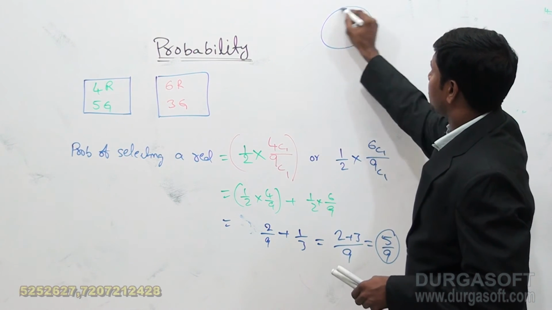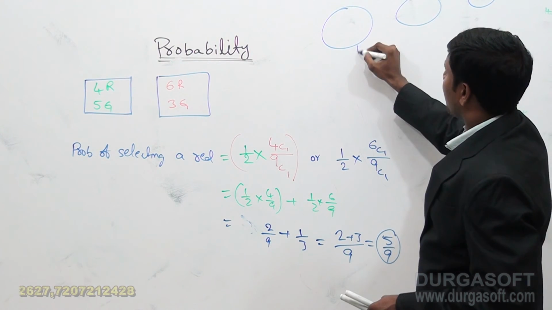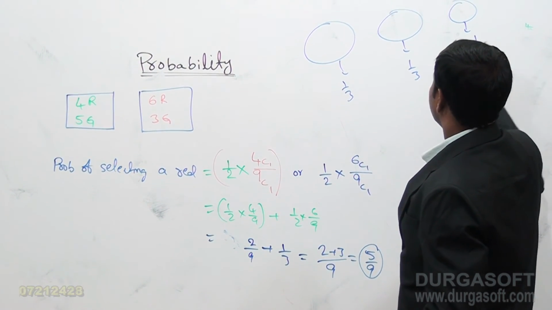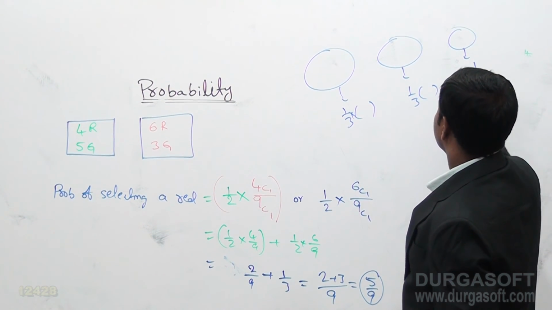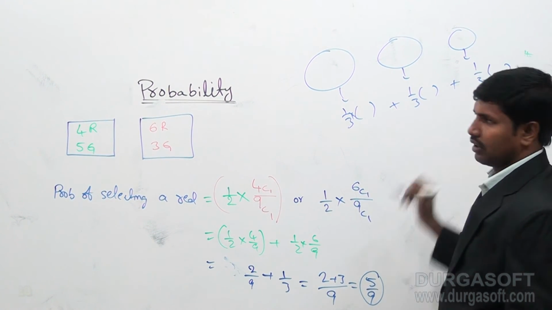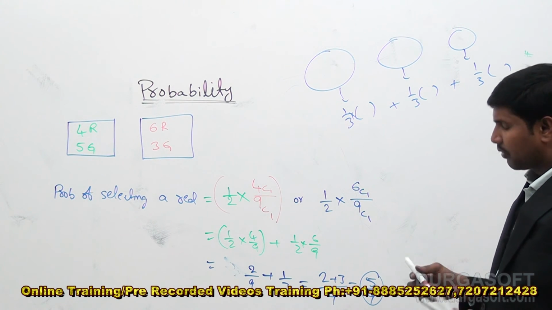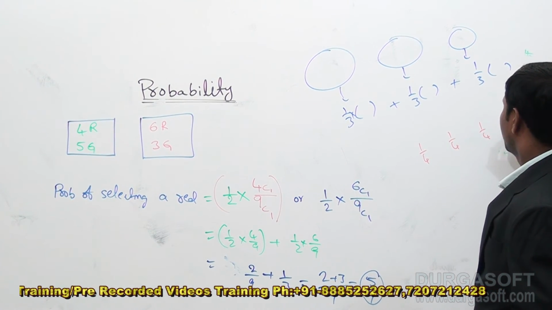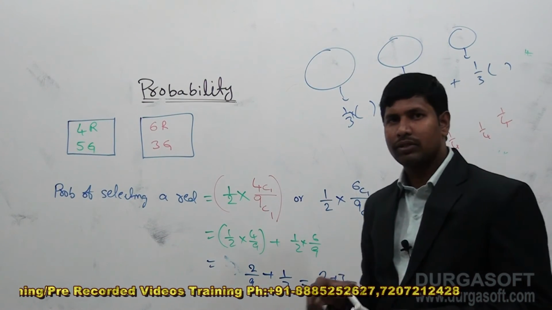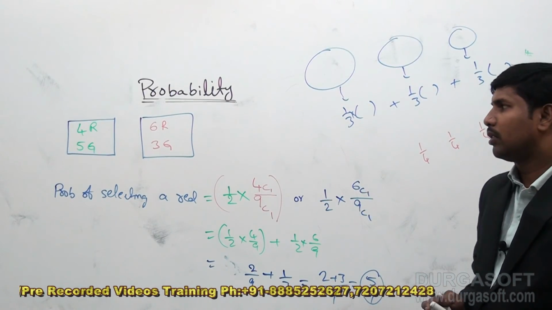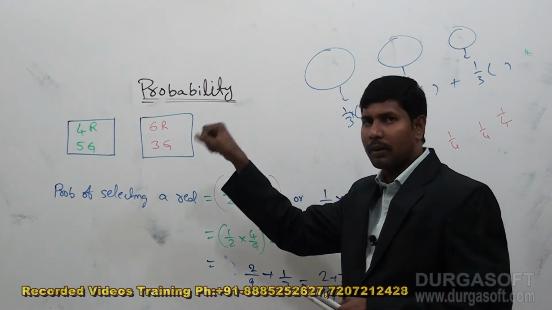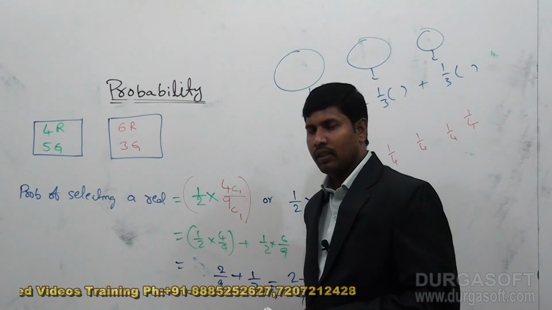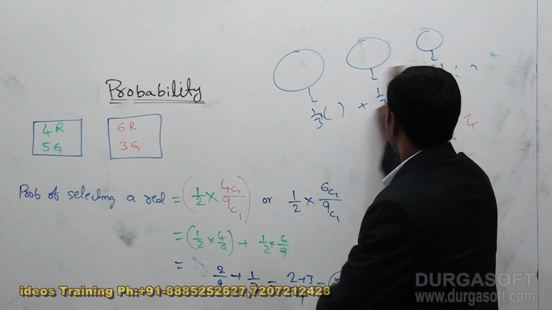Not only for two boxes, suppose if I am having 3 boxes, now the probability of selecting each box will become 1 by 3, 1 by 3, 1 by 3, into the probability in these boxes will get you the answer here. So it depends upon the number of boxes. Suppose if I am having 4 boxes, each box is having 1 by 4 probability. So to select that box, we are having 1 by 4 probability. First we must select the box, and from that box we should consider the required balls, whether it is a red or green.